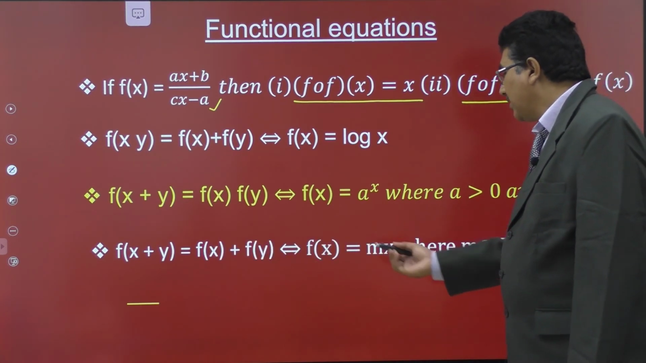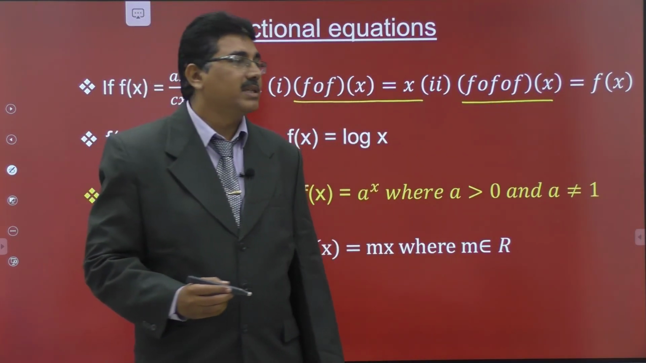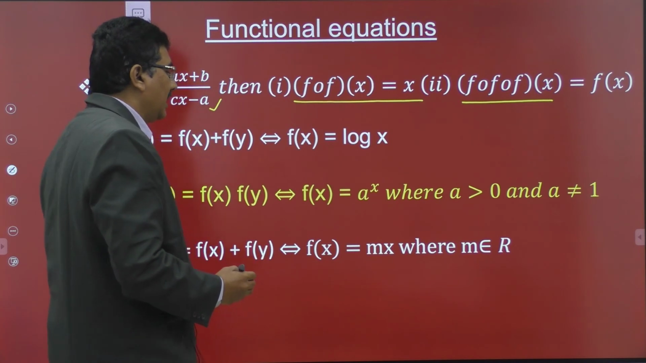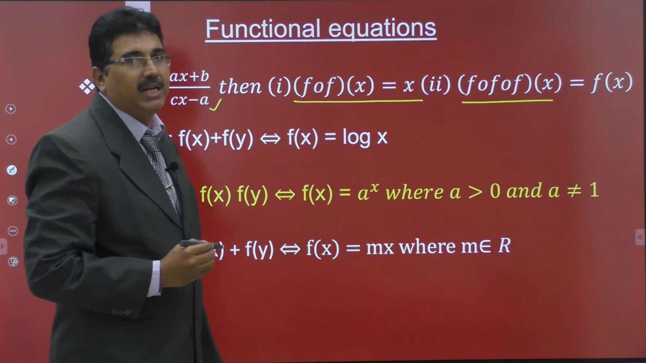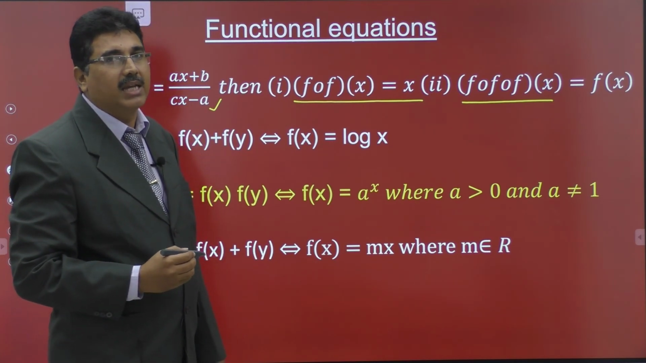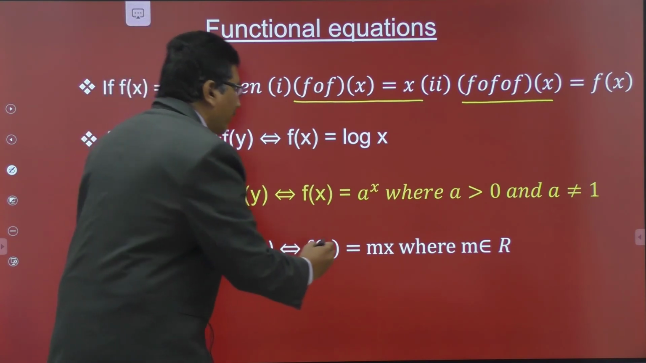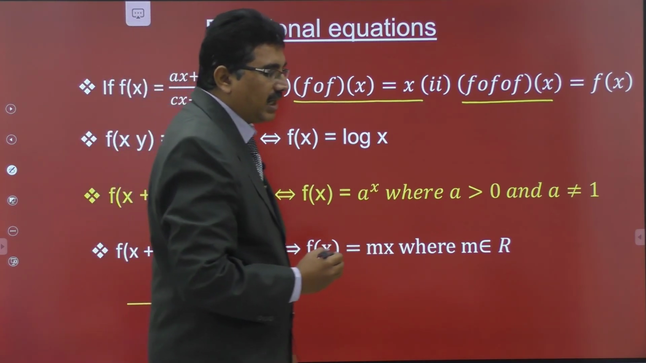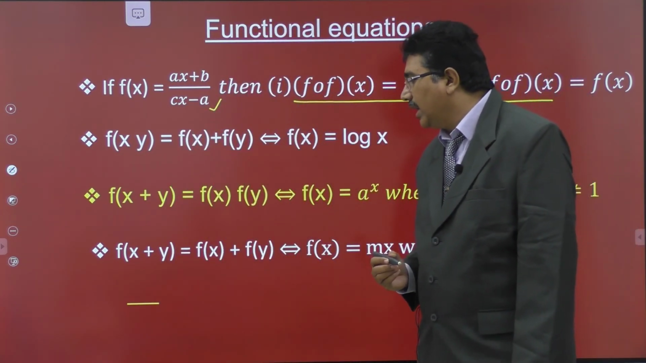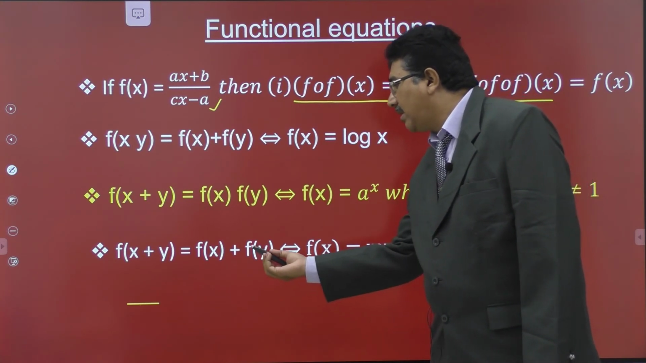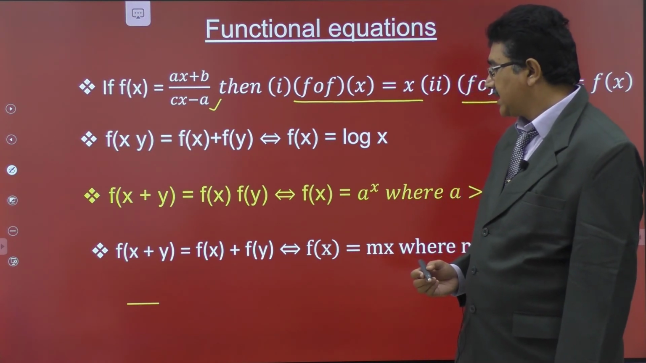Now here f of x is equal to mx. This is geometrically y is equal to mx, a straight line passing through the origin and having slope m. This straight line satisfies the equation f of x plus y is equal to f of x plus f of y. Right?